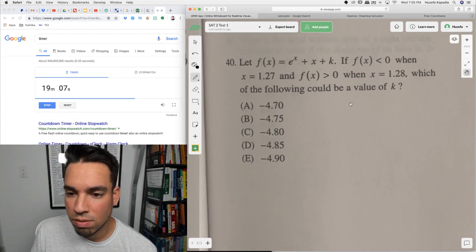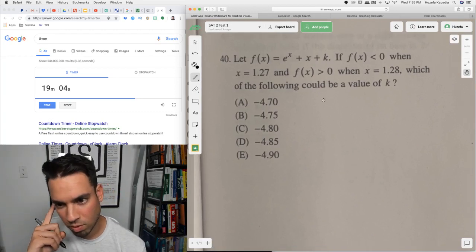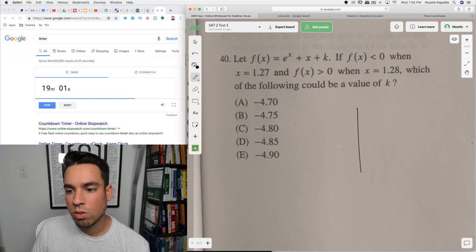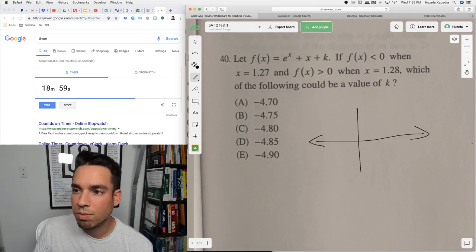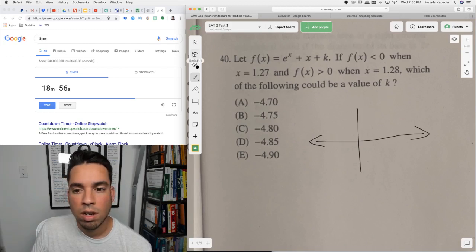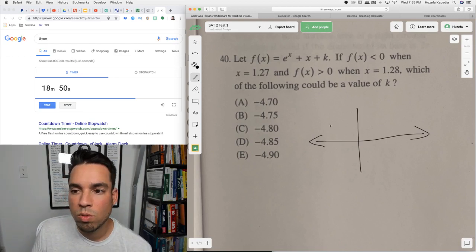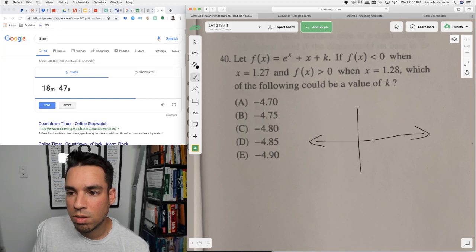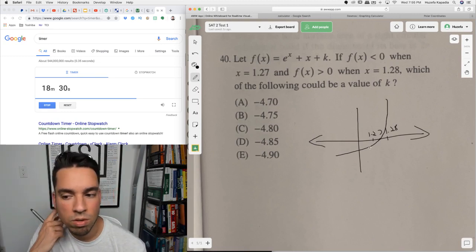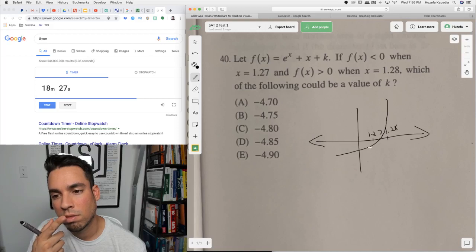Okay, next, 40. 11 problems to go. If f(x) equals this, f of x is less than 0 when x equals 1.27. f of x is greater than 0. So this is an exponential function, e to the x, so it's going to go like this. And it's saying that n plus x. So when x is 1.27, .28, and then it's positive here, so it's somewhere in here. It's probably crossing over like that, which could be the value of k.